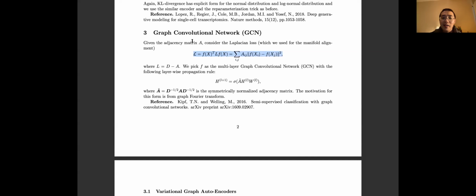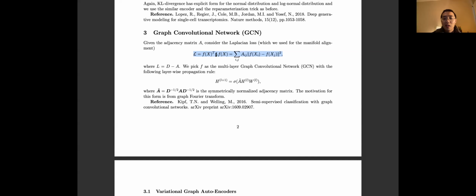So A here, usually we denote it as an adjacency matrix. If A_ij is 1, which means x_i, x_j are connected. And here we want to find the form of f, we want to find f(x_i), f(x_j), which is a lower dimension representation. And here L is a Laplacian matrix, equal to D minus A.